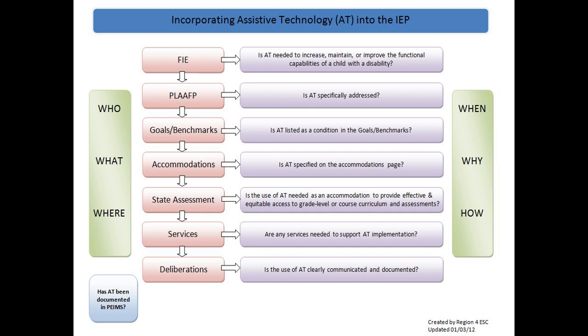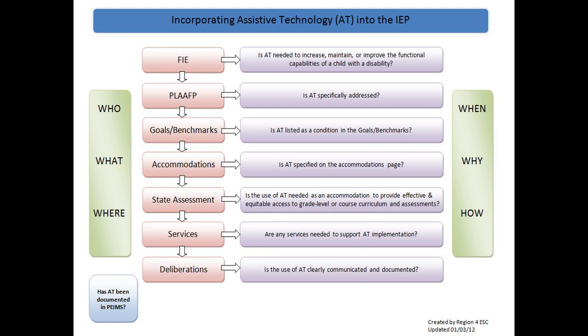Then we look at the PLAF. The PLAF is the present levels of academic achievement and functional performance. So when we look at the academic achievement as well as the functional performance, is assistive technology specifically addressed in that area? How can that be addressed? And we ensure documentation of that so that we can follow along with the student as we implement the assistive technology, to ensure that it's associated with their academic achievement.